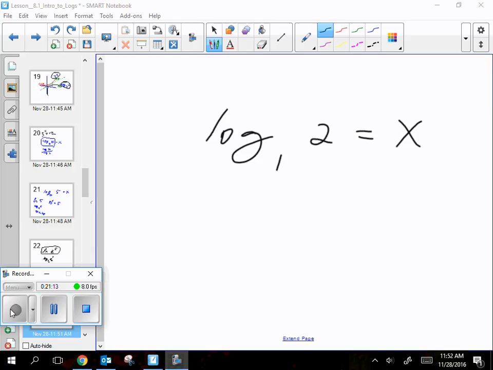Here's another way to think of it. 1 to the x equals 2. And that seems like no big deal until you realize whatever you put in there, it's just multiplying 1 times itself over and over and over again. 1 to the 5th power is still 1. How's it ever going to be 2? It's not. And that's why you can't have a base of 1. That's one of the big rules in math, is that your logs cannot have bases of 1.